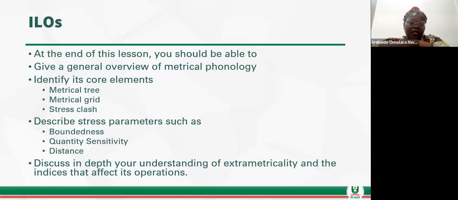What are we expecting you to be able to do after this lesson? At the end of the lesson, you should be able to give a general overview of metrical phonology, then identify its core elements such as the metrical tree, the metrical grid, and stress clash. I also expect you to describe stress parameters such as boundedness, quantity sensitivity, and distance, and discuss in depth your understanding of extrametricality and the indices that affect its operations.